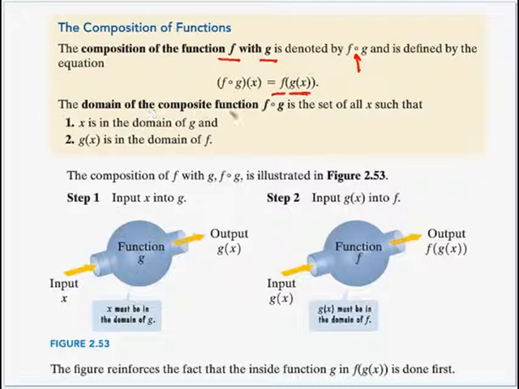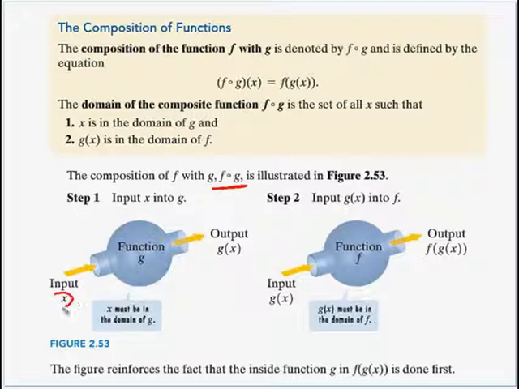The domain of this composite function, f compose g, is the set of all x such that x is in the domain of the g function, and g of x is in the domain of the f function. Now that might be a little confusing the first time you read it, but as we work through an example or two, we should be able to clear up any confusion. So the composition of f with g, or f compose g, is illustrated in this figure.